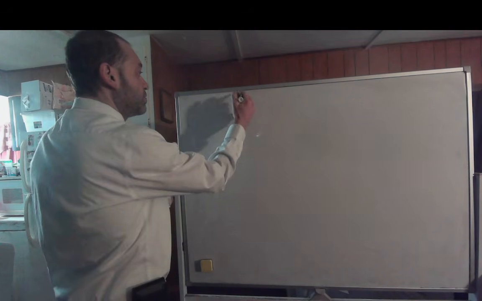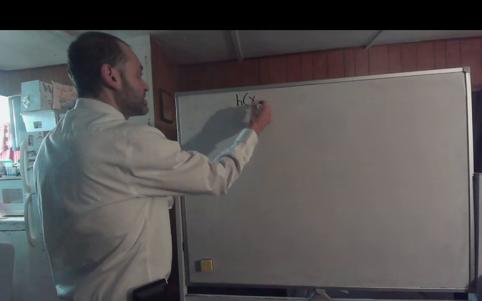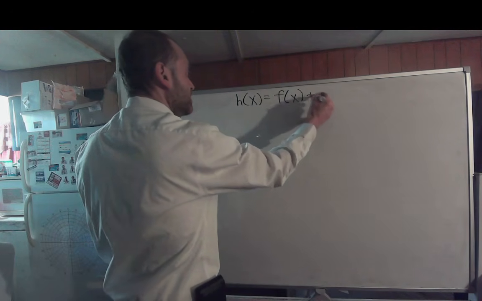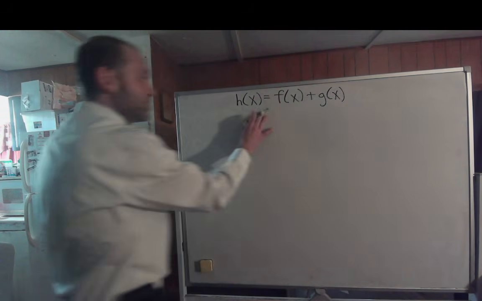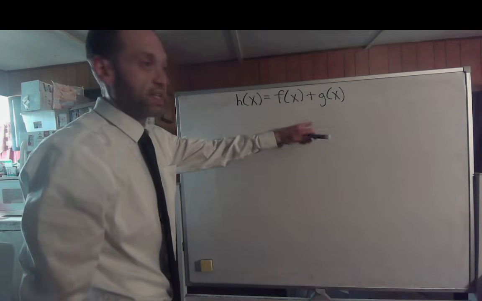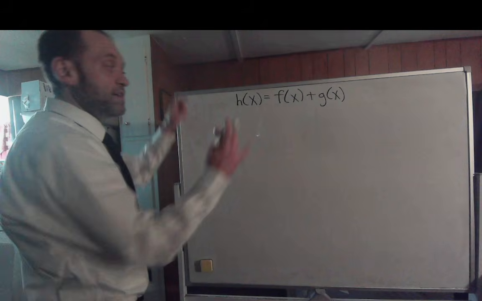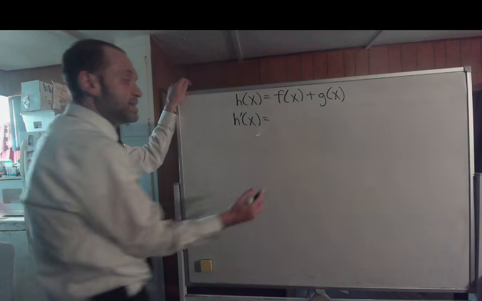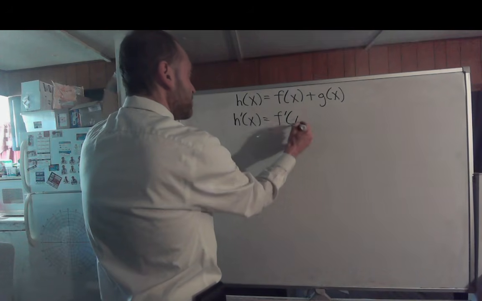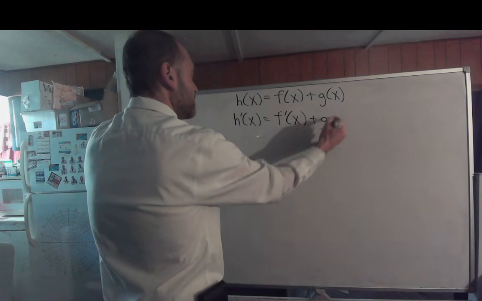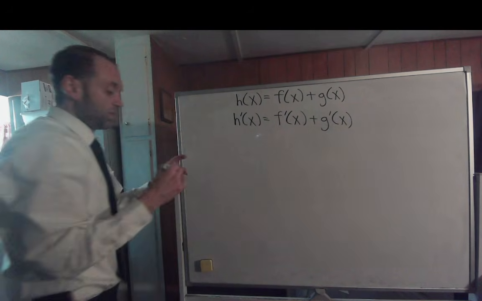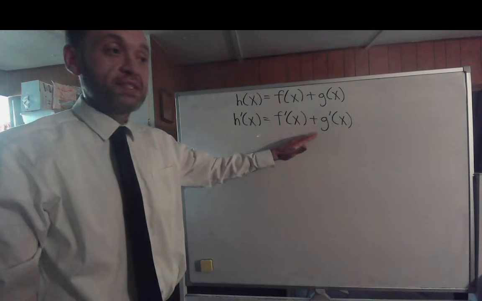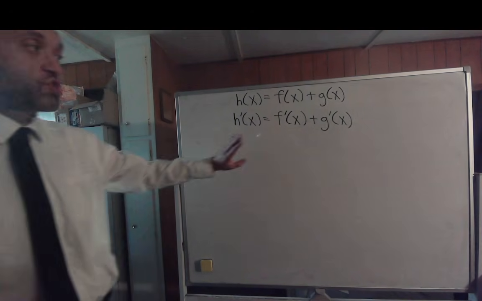Let's say in total I have h of x is equal to some function f of x plus g of x. So h of x, of course, is just the sum of two functions together. If I want to find the derivative h prime of x, it's going to be f prime of x plus g prime of x. So if you want to find the derivative of the sum, it's just the same thing as the sum of the derivatives. That's all the addition rule is.